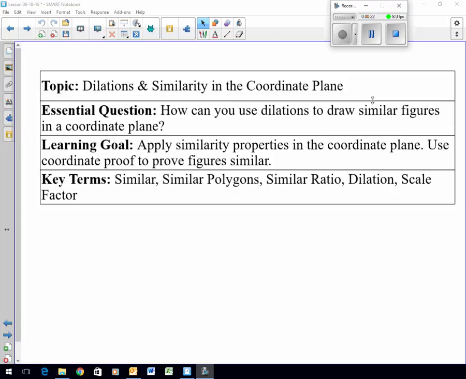Today, I want to focus on this: How can you use dilations to draw some figures in a coordinate plane? We're going to apply similarity properties in the coordinate plane and use coordinate proofs to prove figures are similar. Some key terms here: similar polygons, similarity ratio, dilation, and scale factor. All right, here we go.